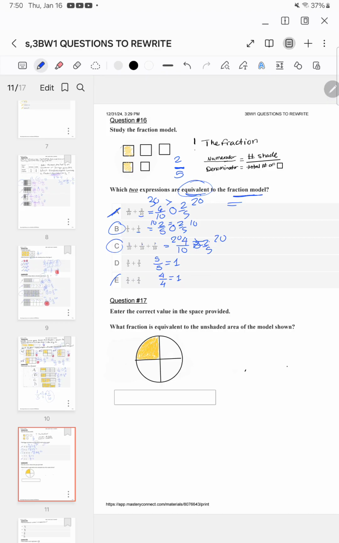Alright, and this one, which fraction is equivalent to the unshaded area? Unshaded. Ooh, I didn't see that before. So that means I got 3/4. And so that means you're going to have to deal with 3/4. You can multiply it by 3/3. Just anything. Multiply it by any whole. We can't divide it because you can't divide 3 and 4 into anything smaller.